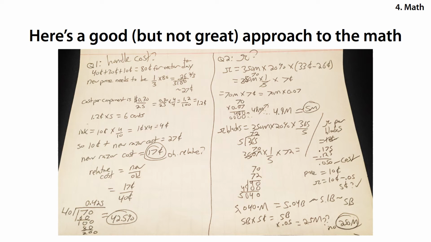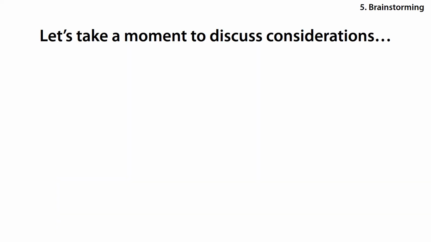Okay. So then I need to know what's the profit per blade. And I know it's 0.175 minus 0.125 equals 0.050. So that's profit. It's 10 cents minus 5 cents. That's 5 cents. So then it's really 5 billion times 5 cents equals 5 billion times 0.05, which is 250 million, yes. Okay, now let's take a moment to think about some considerations when we launch this new product.